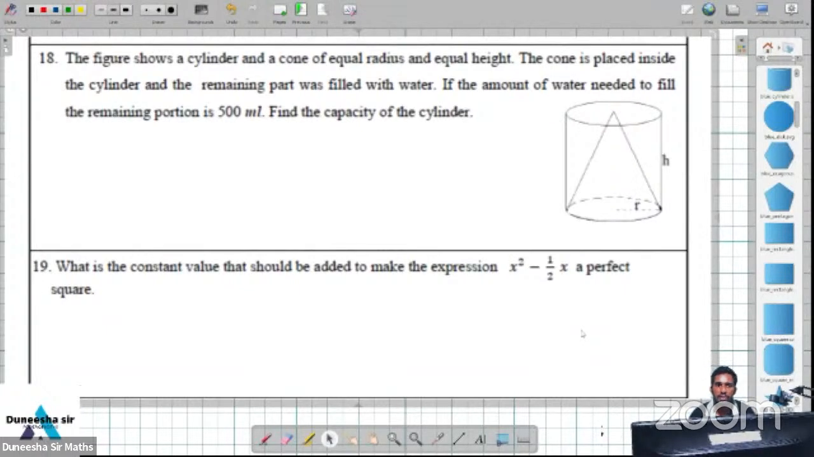The figure shows a cylinder and a cone with equal radius and equal height. The cone is placed inside the cylinder and the remaining part is filled with water. If the amount of water needed to fill the remaining portion is 500 milliliters, find the capacity of the cylinder. Okay, can you find out?